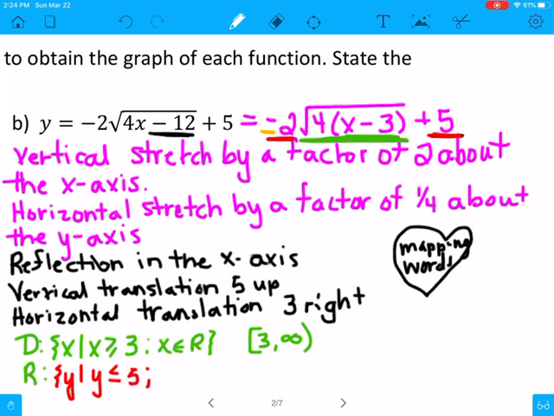So your vertical translation helps you with your range on a radical function, and your horizontal translation helps you with your domain. Now, it's going to be less than or equal to 5. So it's from negative infinity to 5, square bracket.